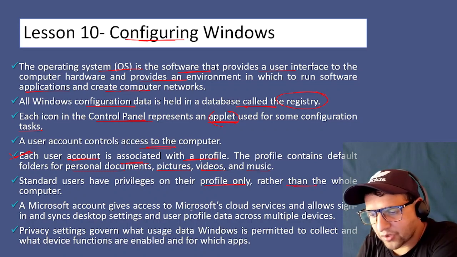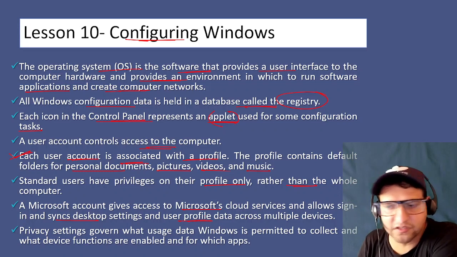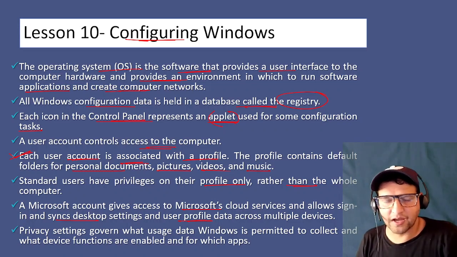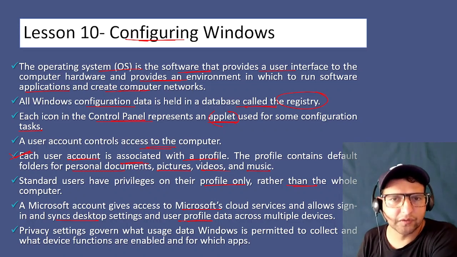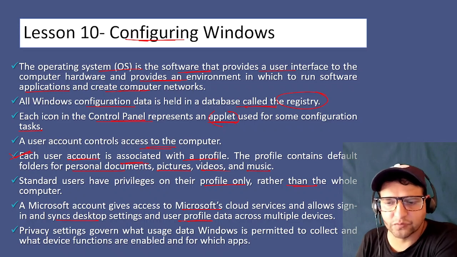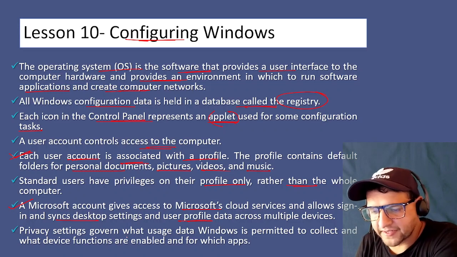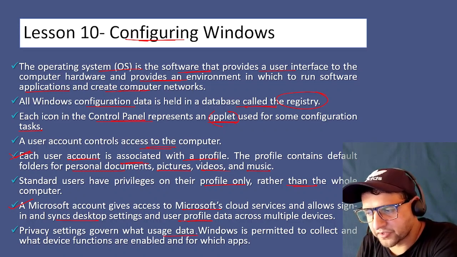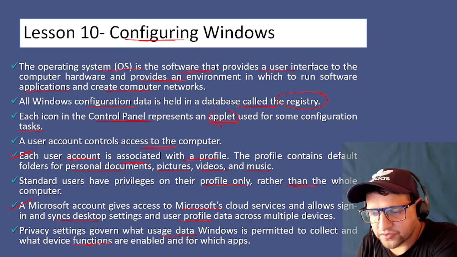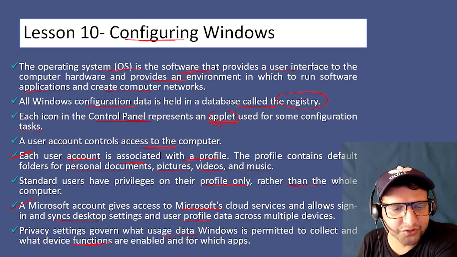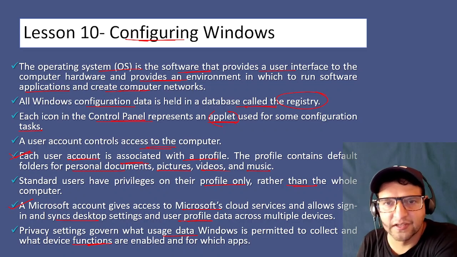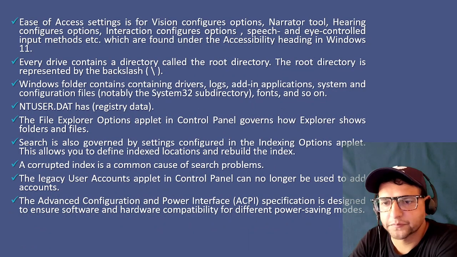A Microsoft account gives access to Microsoft cloud services and allows sign in and sync of desktop settings and user profile data across multiple devices. Nowadays we know we have multiple devices. So I'm sitting right now, I have 3 screens in front of me. I have my phone, I have maybe tablets, laptops, and all that. So we have multiple devices, so that's why we need a cloud account. Privacy settings govern what usage data Windows is permitted to collect and what device functions are enabled and for which app. So sometimes it might ask you to enable or disable those privacy settings. We need to understand what they are talking about.